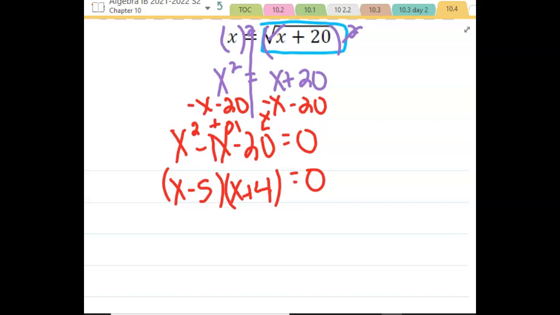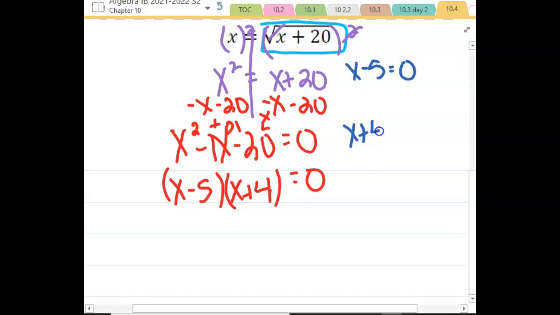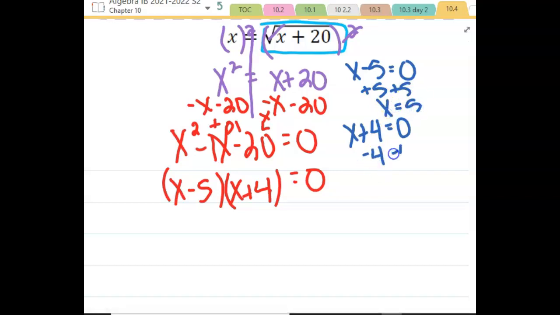And then if you remember, what I have here is something times something equals 0. The only way I can multiply two things together and get 0 is if one of these has to be 0. Either x minus 5 equals 0 or x plus 4 equals 0. So add 5, we get x equals 5. Subtract 4, x equals negative 4.